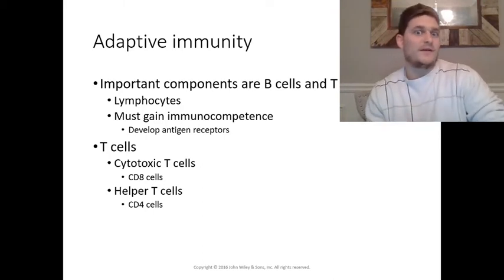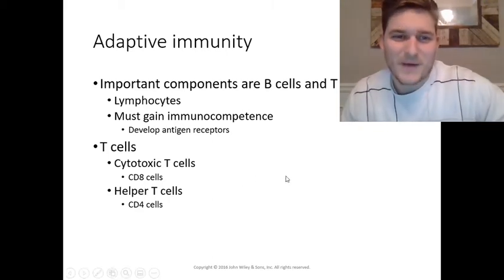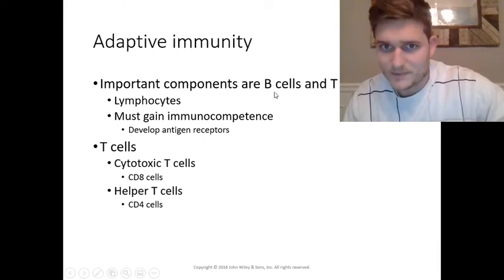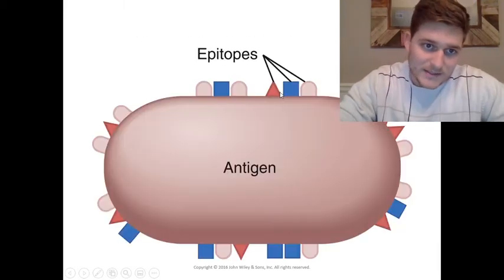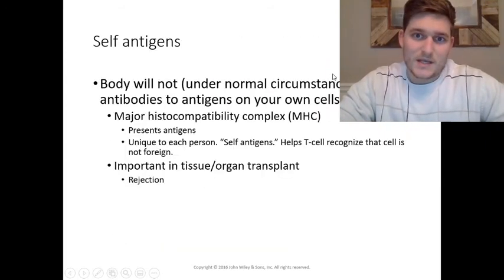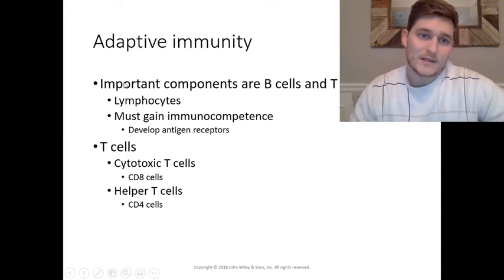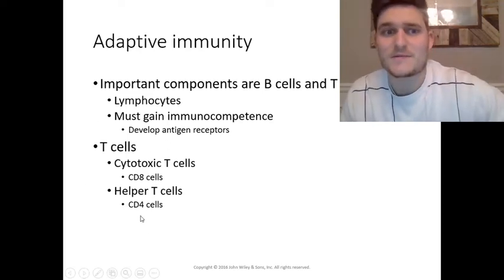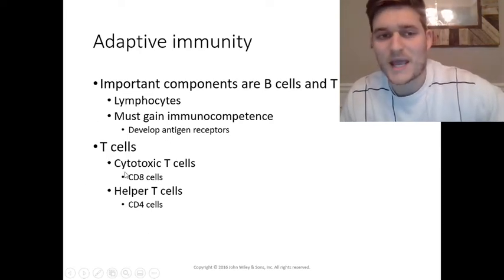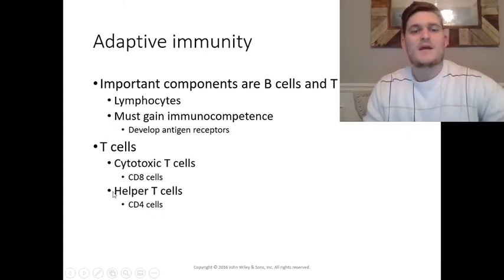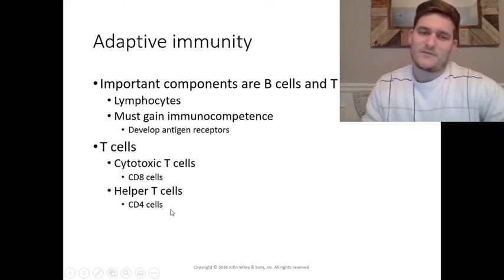These cells are called lymphocytes, and they gain their competence by developing antigen receptors on the outside. So these receptors, again, will find these epitopes and these antigens in order to recognize what is actually within our bodies. The types of T cells can be subcategorized into two different types: cytotoxic, CD8 cells, and then helper, or CD4 T cells.